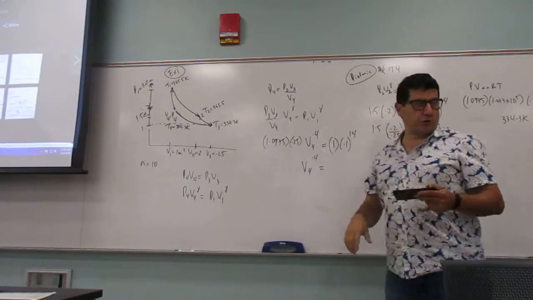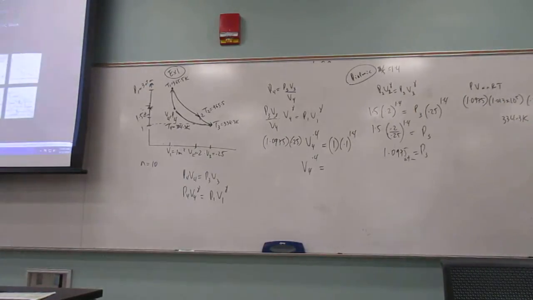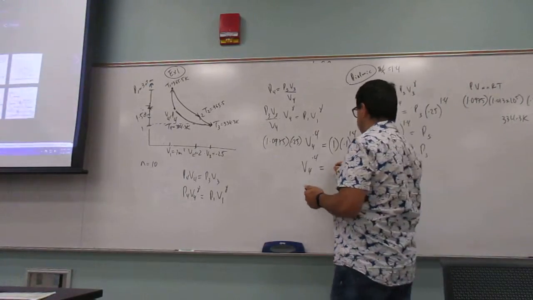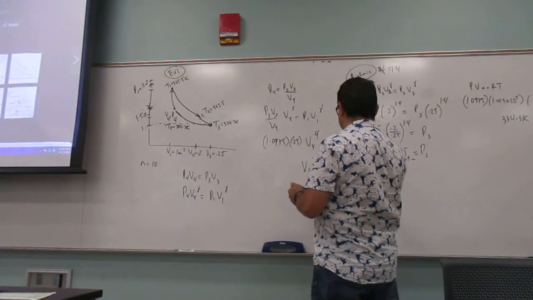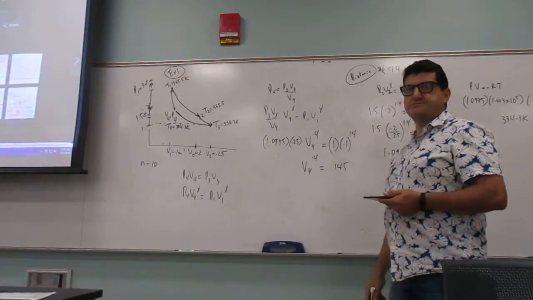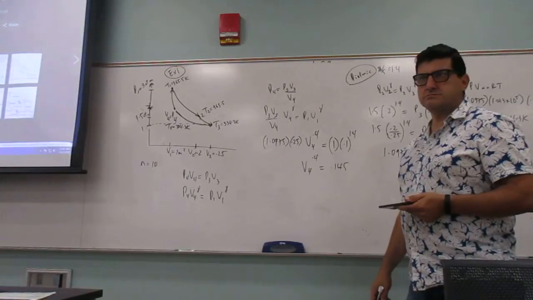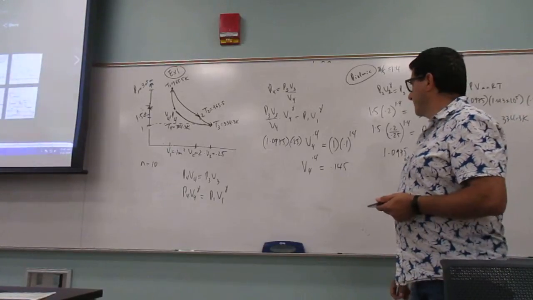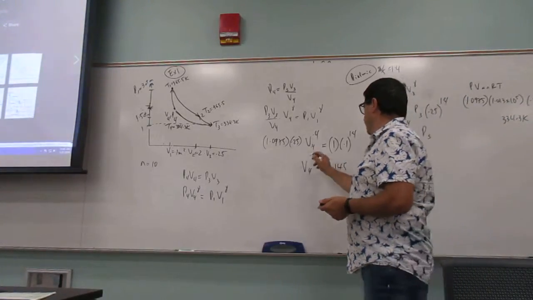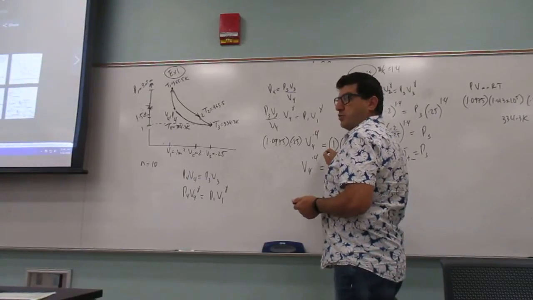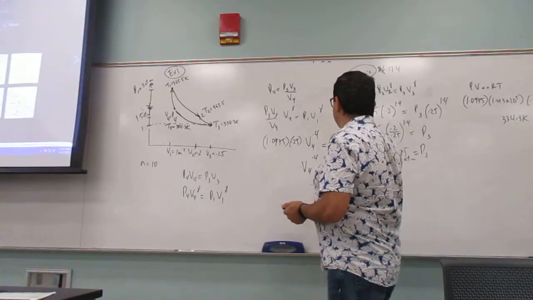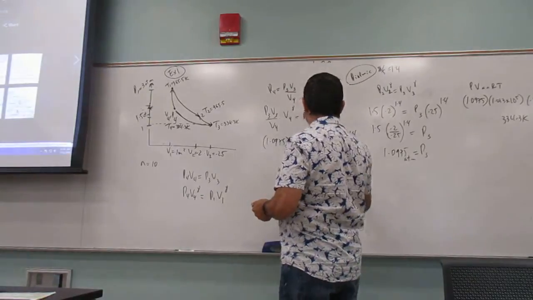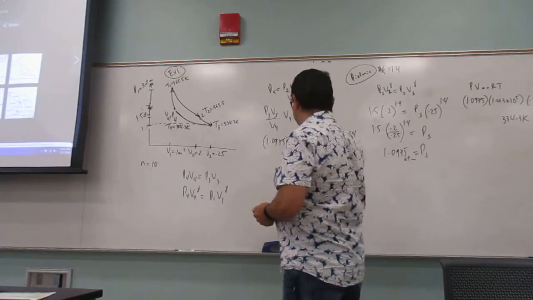And then I get 0.145. So then how do I solve for V4? Oh, one way to do it is raise both sides to the power 1 over 1.4, or you could just do ln, right? Yeah.